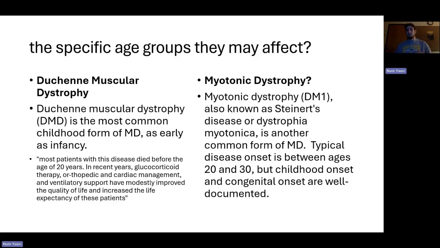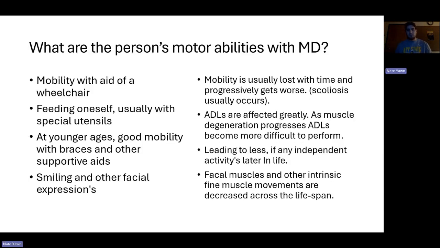Myotonic dystrophy, also called DM1, is another common form of muscular dystrophy. Typically, disease onset is between 20 and 30 years of age, but childhood onset and congenital onset are well documented as well.